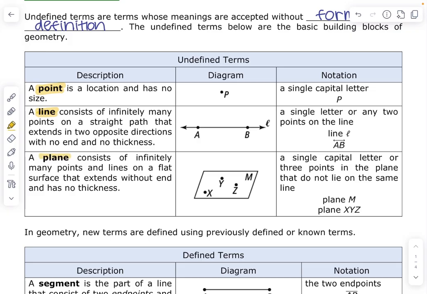All right, and lastly of our undefined terms, we have a plane, which consists of infinitely many points and lines on a flat surface that extends without end and has no thickness. We also have 2 ways to name a plane. The first would be with a single capital letter. So we've got a little M here, so we could call this plane M. Or we could use 3 points in the plane specifically that do not lie on the same line. So we've got point X, Y, and Z. Those 3 points do not form a line, so we could call this plane XYZ.